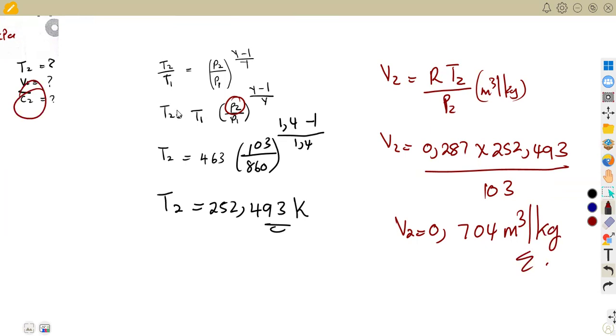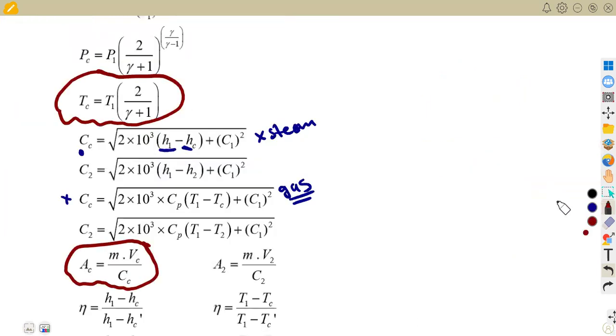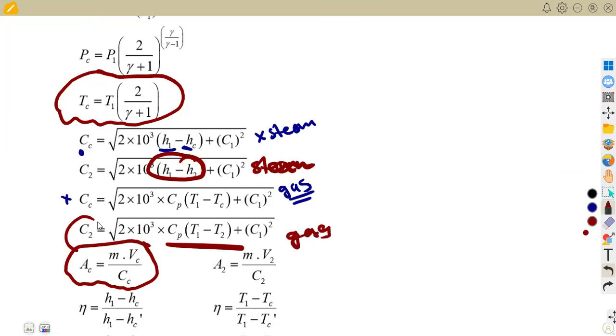Then the last one is the velocity at the exit. As for the velocity at the exit, the advantage is that we are given a direct formula. For the velocity at the exit, we've got C2 and C2 here. Which one are we talking about? This one where there are enthalpies is when we are dealing with steam. This one is when you're dealing with a gas. So we're going to take this formula because we are dealing with a gas in this case.